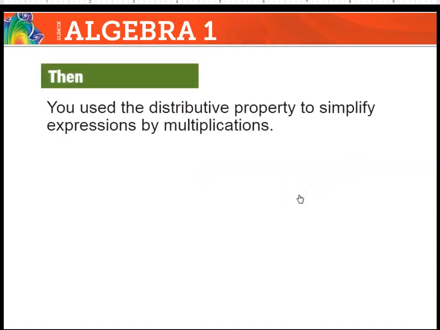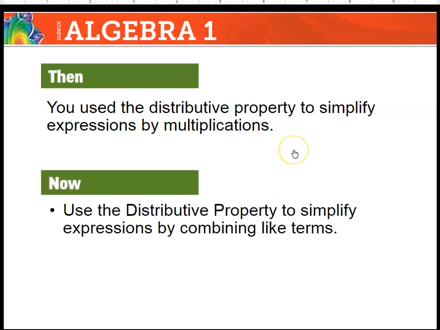So, in the last class, we used the distributive property to simplify expressions by multiplications. It should be multiplication. I'll fix that. Today, we're going to be using the distributive property to simplify expressions by combining like terms. Okay, so let's take a look and see how that works.